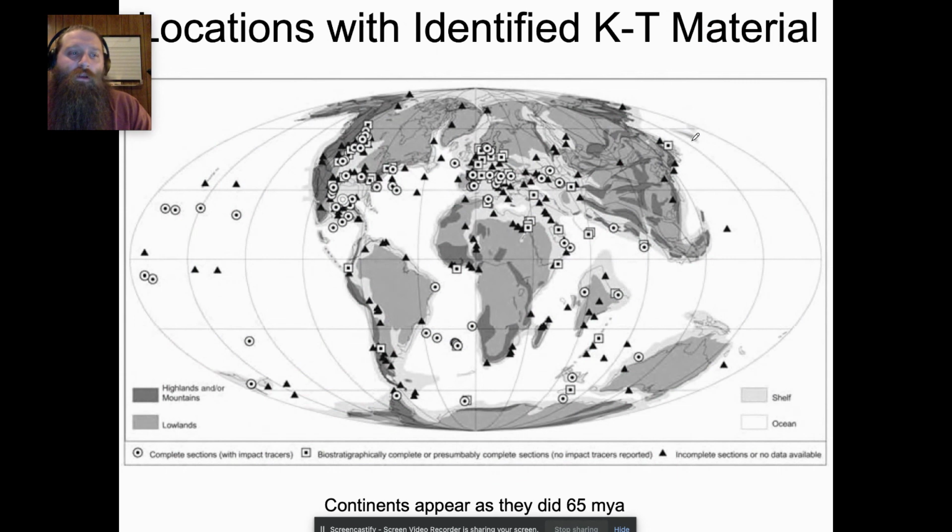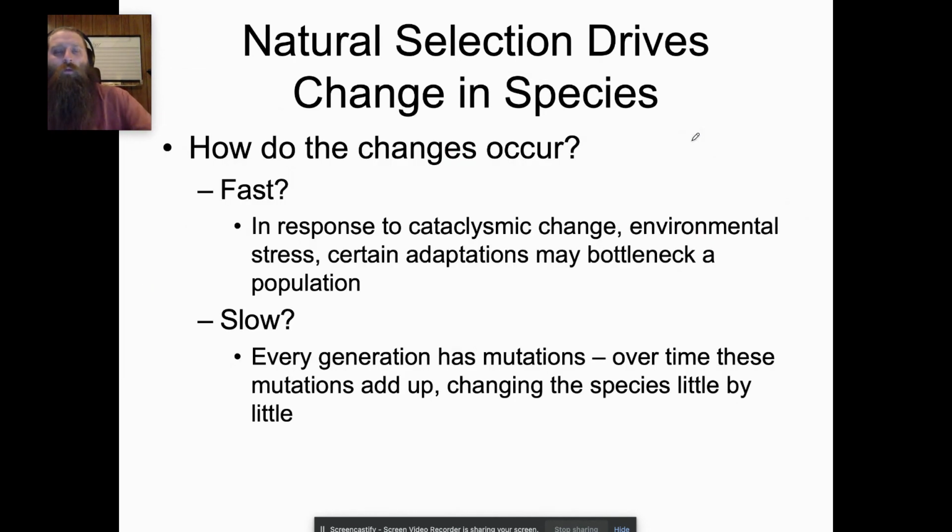Now, switching gears a little bit, why do we care about these extinction events? What do they have to do with the process of evolution, right? Because evolution is genetic change in living things over time. Well, how does a discussion of extinction events impact our discussion of evolution? Well, there's two ways that natural selection can drive change. It can be fast or it can be slow.